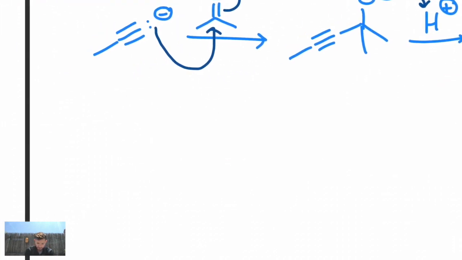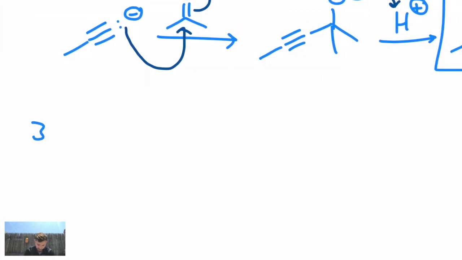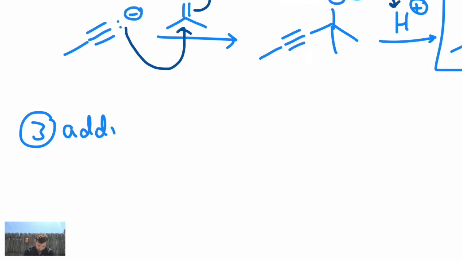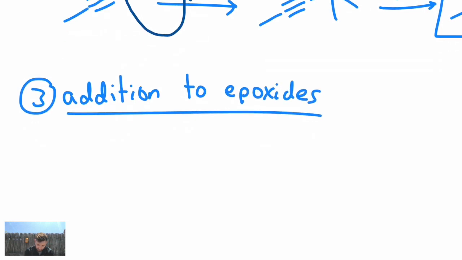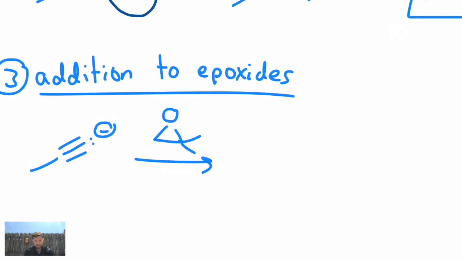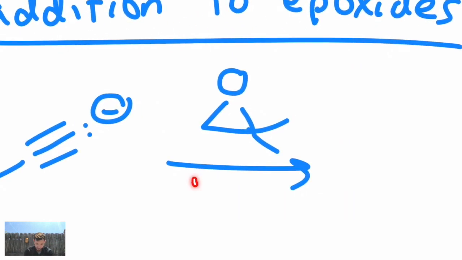The third and last one for this is addition to another oxygen-containing electrophile, epoxides. Addition to epoxides. So let's use the same alkyne, and then show a generic epoxide. I'll make it slightly substituted. Remember, we can make epoxides with an alkene and MCPBA. Epoxides are electrophilic. They are strained. They're a little three-membered ring, and they're electron poor because of that oxygen atom taking electron density away from those two carbon atoms.